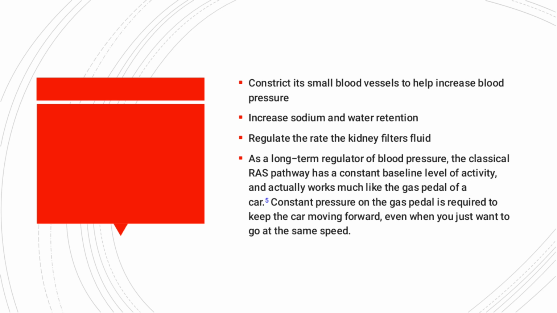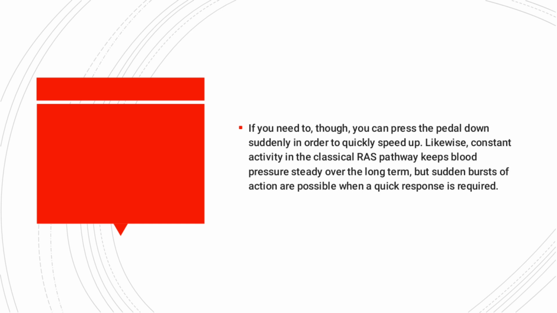As a long-term regulator of blood pressure, the classical RAS pathway has a constant baseline level of activity and actually works much like the gas pedal of a car. Constant pressure on the gas pedal is required to keep the car moving forward, even when you just want to go at the same speed. If you need to, though, you can press the pedal down suddenly in order to quickly speed up. Likewise, the constant activity in the classical RAS pathway keeps the blood pressure steady over the long term, but sudden bursts of action are possible when a quick response is required.